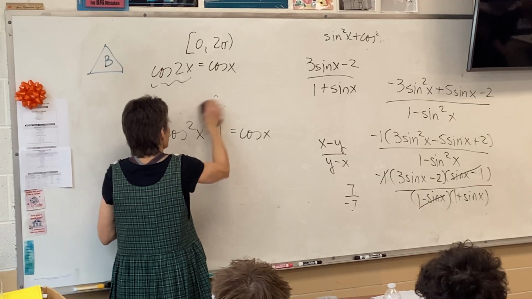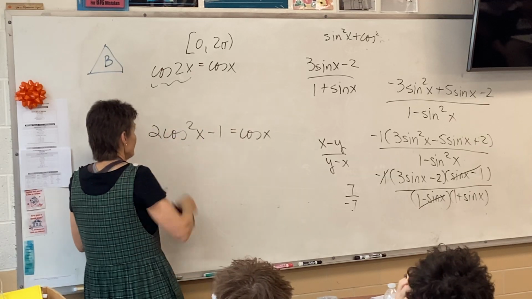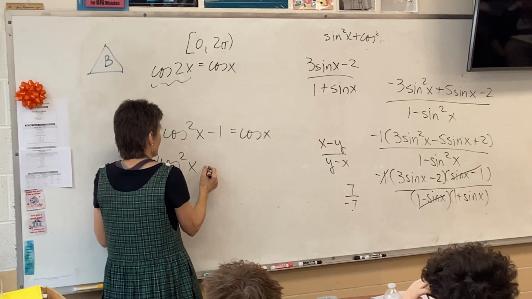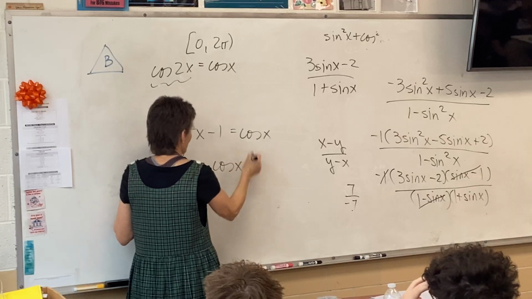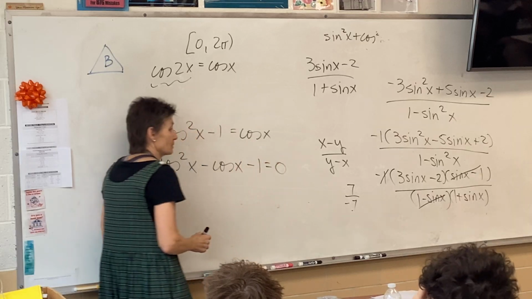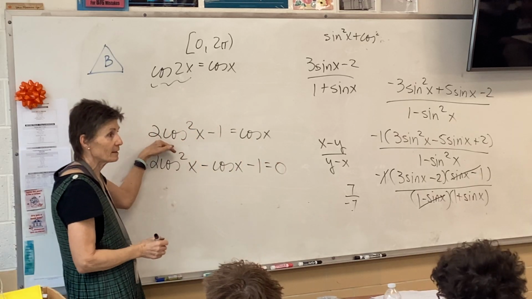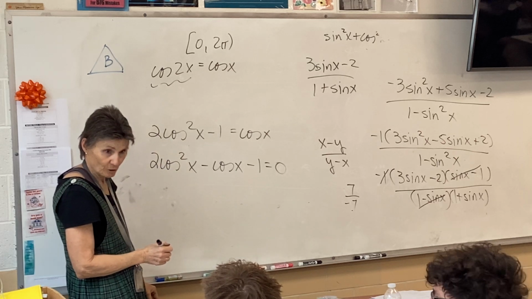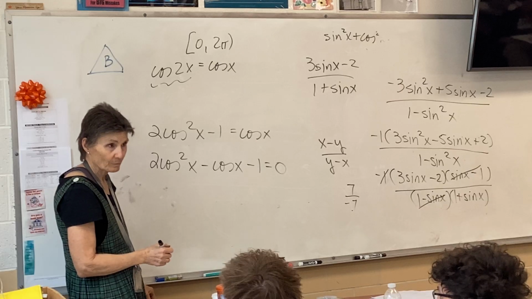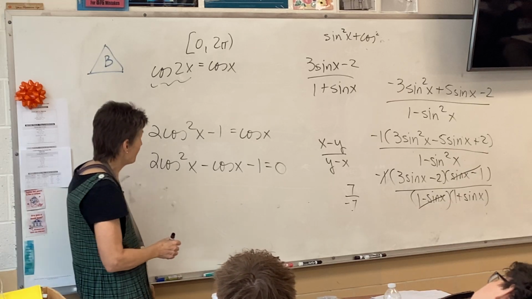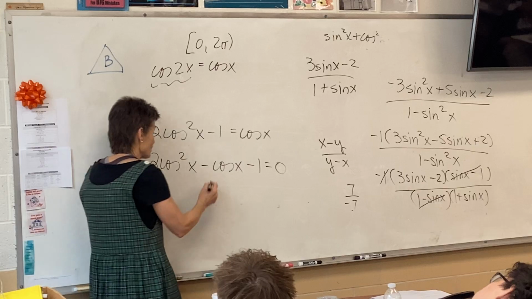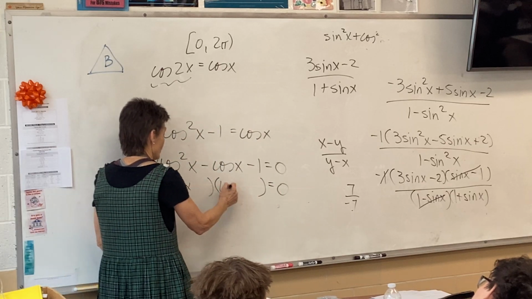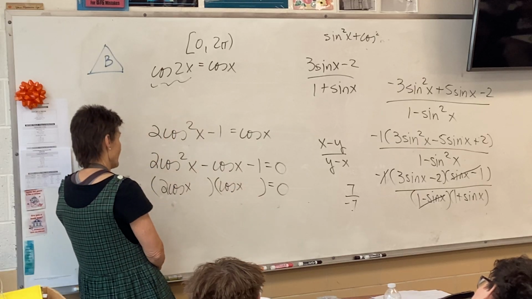Alright, so now what should I do? Now I've got it rewritten. Subtract over the cosine. Because isn't this quadratic? And I always want to get my quadratics equal to 0, right? So factor like this. So 2 cosine and cosine. And I gotta figure out.